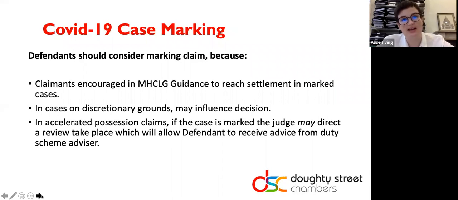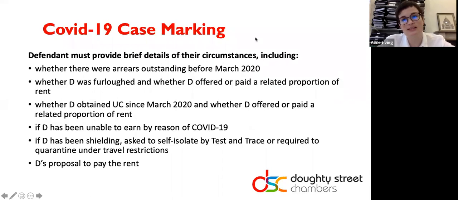And just on the next slide, this is the information that the overall arrangements say must be provided by the defendant if they're making a request to case mark. And you'll see again that there's a very, very strong emphasis obviously on rent arrears, circumstances relevant to rent arrears here. But I would note that the language is to provide a brief description of their circumstances, including. So I wouldn't say that this is exclusively what you're able to put in information-wise.